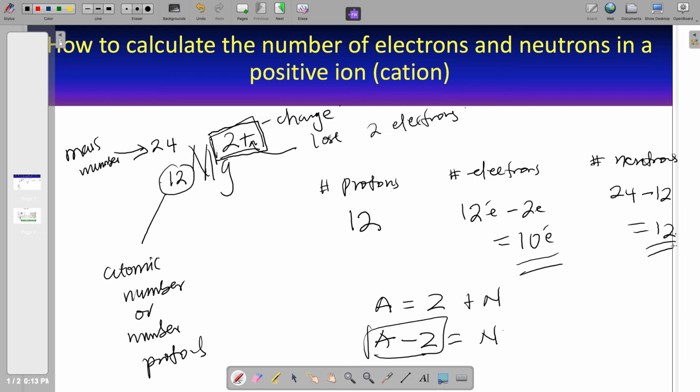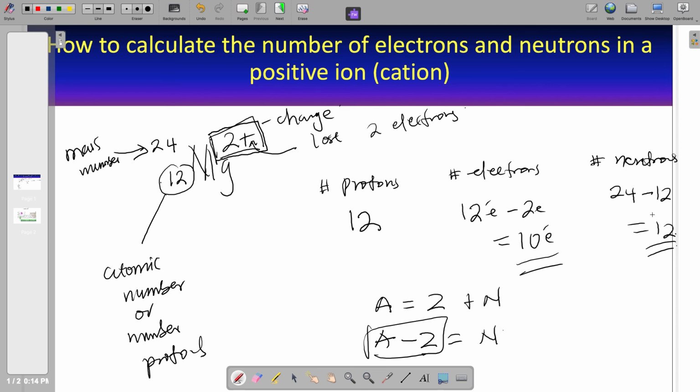12. So regardless of whether your ion is positive or negative, the number of protons usually stays the same. And also, the number of neutrons usually stays the same. The only difference is the number of electrons. The number of electrons usually changes depending on whether you have a positive or a negative ion. So keep that in mind.